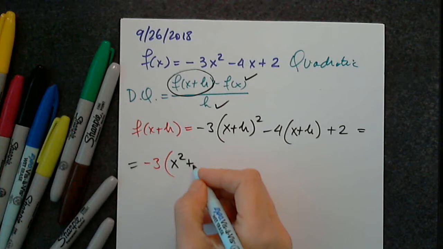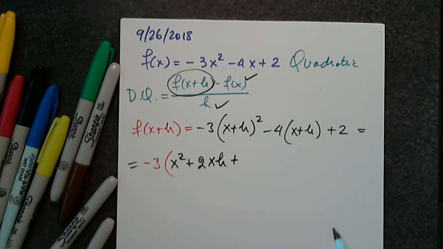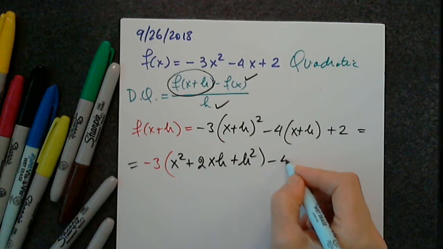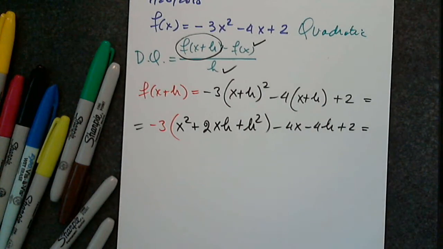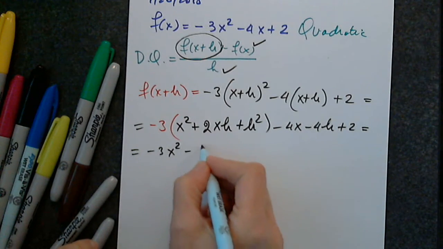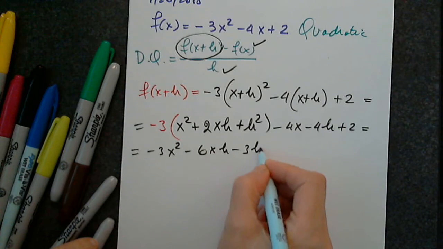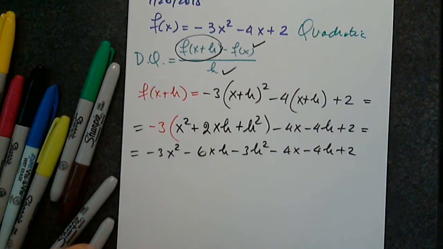2xh. Thank you. Plus h squared. Awesome. Minus 4x minus 4h plus 2. Only now I can distribute the negative 3, and I will. So negative 3x squared minus 6xh minus 3h squared minus 4x minus 4h plus 2.